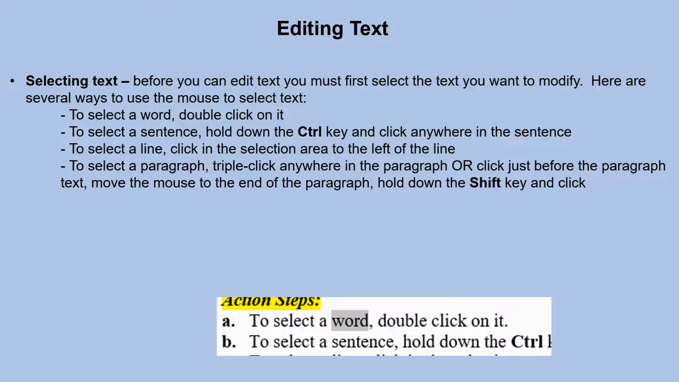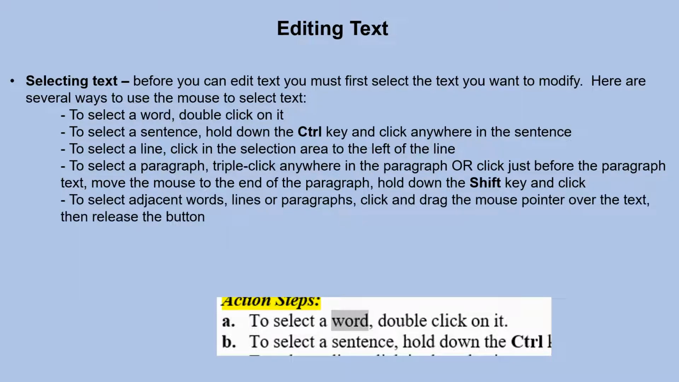If you want to select a paragraph, a good way is to triple click with your mouse anywhere in the paragraph, or you can click right at the beginning of the paragraph before the first letter or symbol, and then move your mouse without clicking to the very end of the paragraph, hold the Shift key down, and then click again, and it will highlight everything in that paragraph.